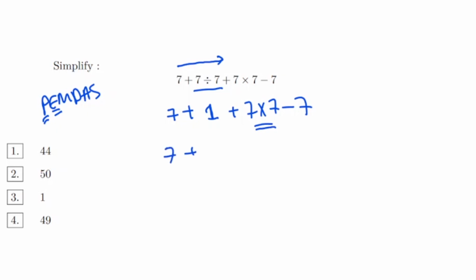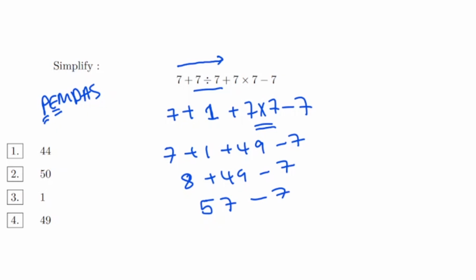So we have 7 plus 1, and 7 times 7 is just 49, minus 7. Okay, then now we just have addition and subtraction. So we work with whichever one comes first on the left. And in this case, it's 7 plus 1. So we have 7 plus 1 is 8, plus 49, minus 7. Well, 8 plus 49 is 57, okay, minus 7. And 57 minus 7 is just 7. Oh, it's 50, my bad. So it's 50. So this is the correct answer.